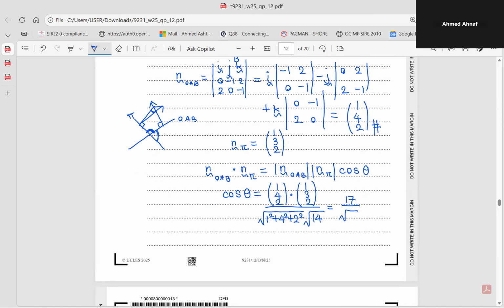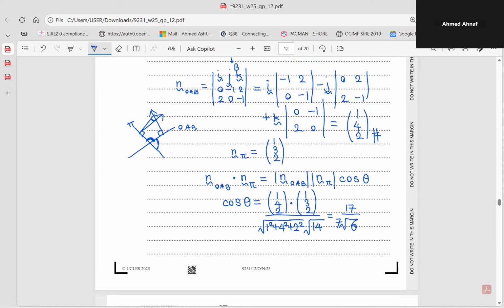Square root of 1 squared plus 4 squared plus 2 squared, that's 21. So 21 times 14 is the square root of 294, which is 7 square root 6. Oh, sorry. Yeah. So this is theta. Yeah, I hope this is an acute angle.